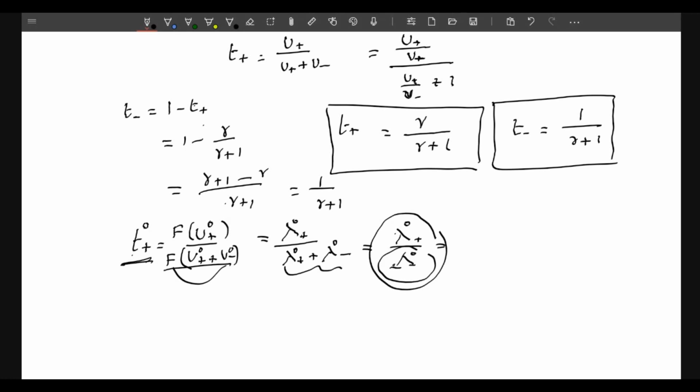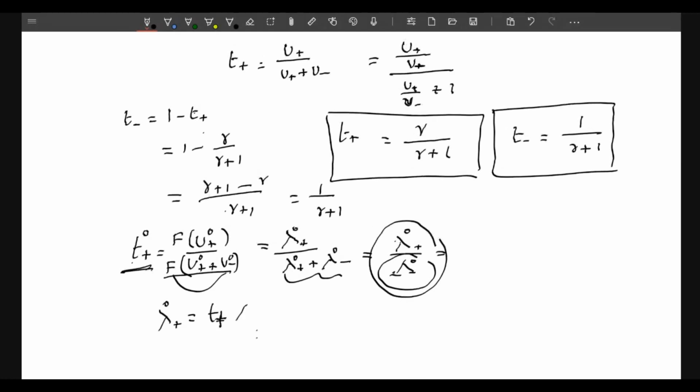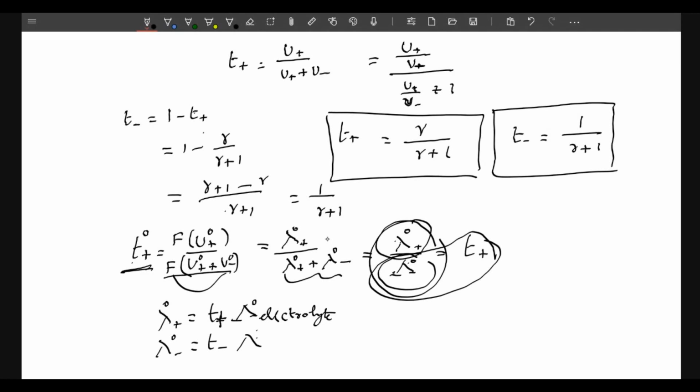And the last one. The lambda plus of this one is equal to T plus into lambda of the electrolyte, from this relationship. These two are given, T plus of this cation and the electrolyte equivalent conductance. Similarly, lambda minus is equal to T minus into lambda of the electrolyte.